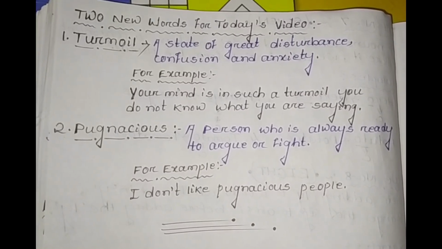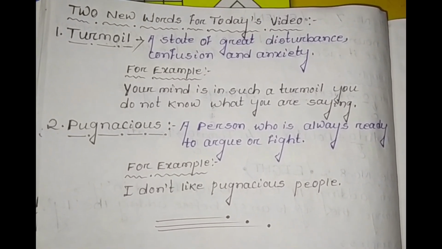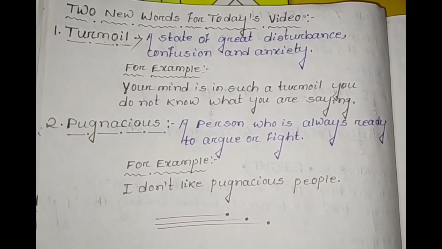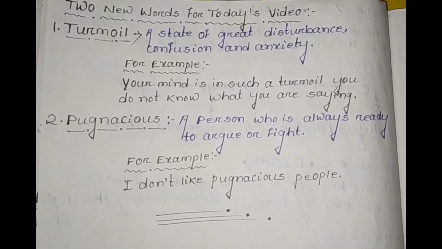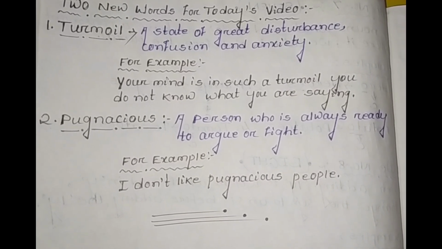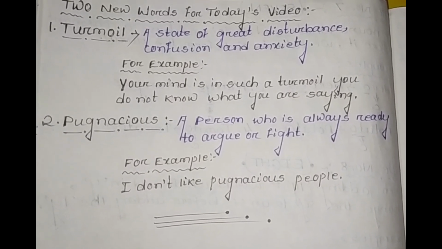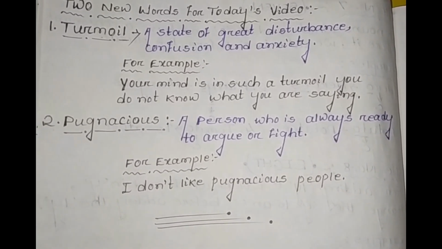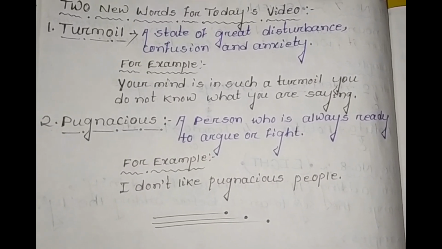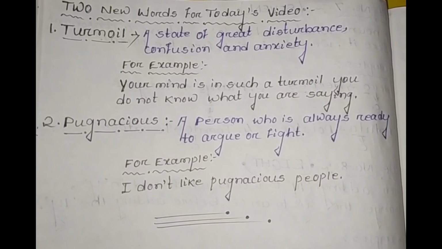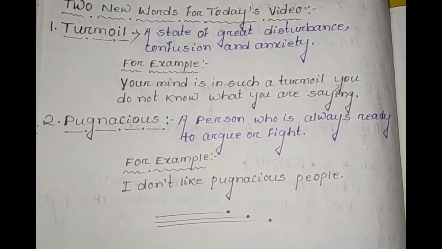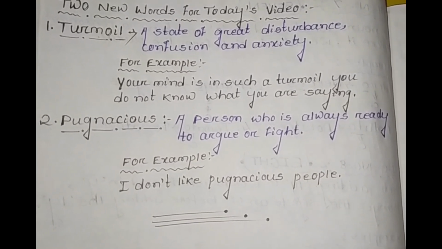Dear students, coming to the last part, 2 new words for today's video. What are they? Number 1 is turmoil. Number 2 is pugnacious. So what is the meaning of turmoil? Turmoil means a state of great disturbance, confusion or anxiety. For example, your mind is in such a turmoil, you do not know what you are saying.